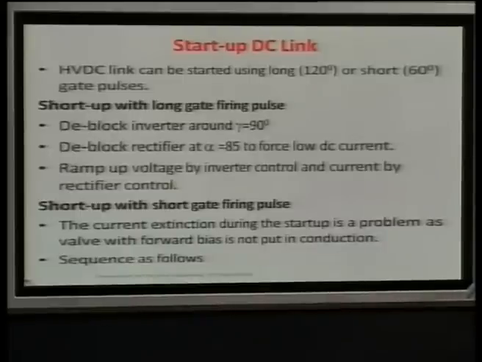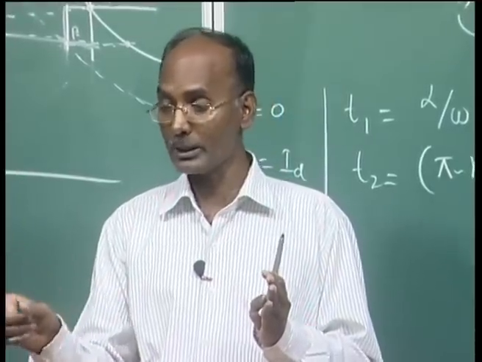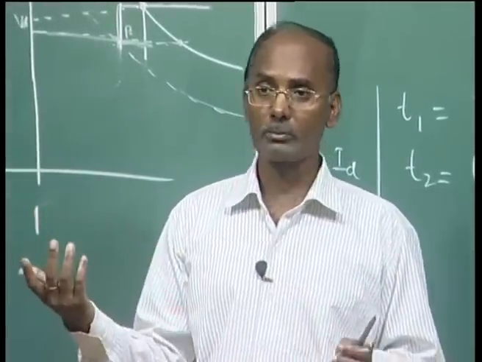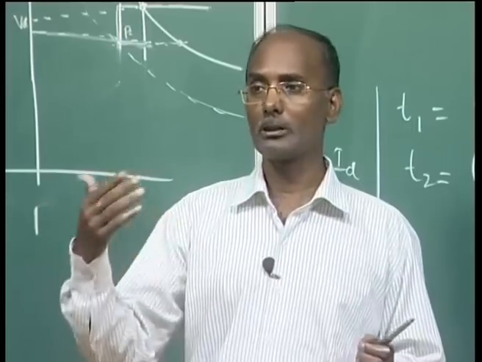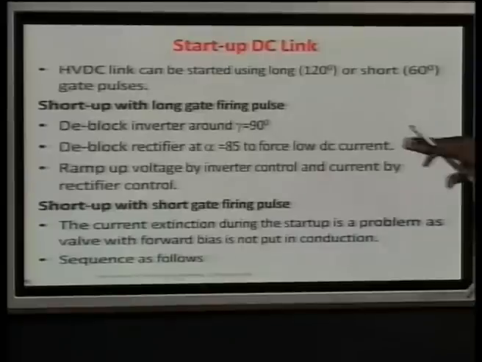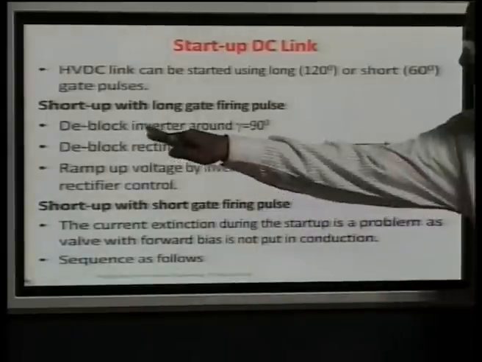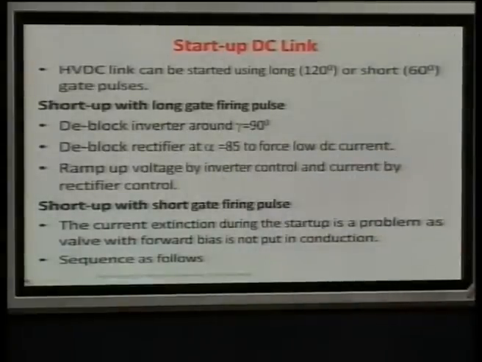Why is it 120, why 60? Because if you are giving 60 degree, and after that even though the required pulse should be there, it is not there, then the valve will not be on. It depends on what is the voltage across this. So, if you are talking about the long gate firing pulses, it is very simple, because here what you have to do is deblock the inverter around this 90 degree.